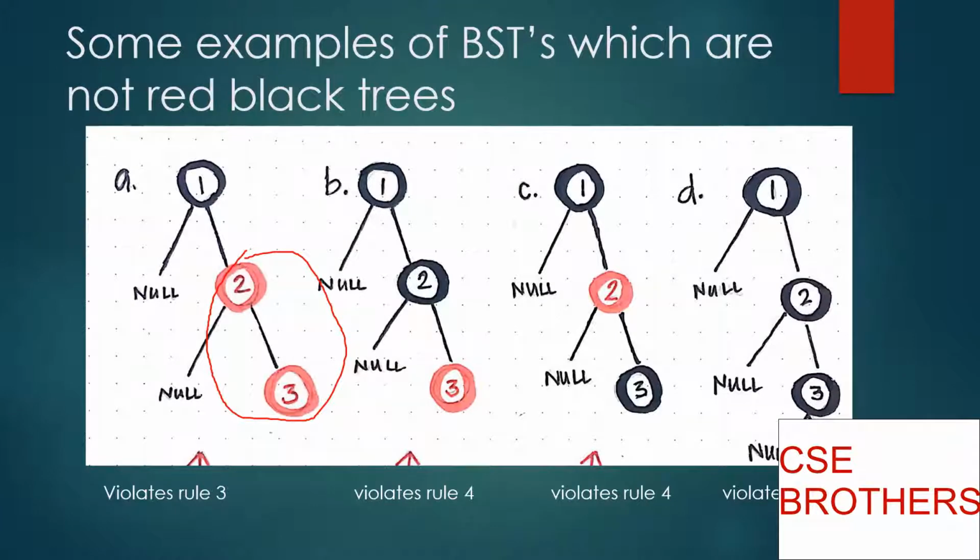And all these remaining 3, B, C and D, violate the fourth condition, which states that the path from any node to all other nil nodes must contain the same number of black nodes, which is violated over here, as here it has only one black node while here it has 2 black nodes on the path. So this condition is not satisfied in B, C and D, and thus all these 3 are also not red black trees, violating condition 4.